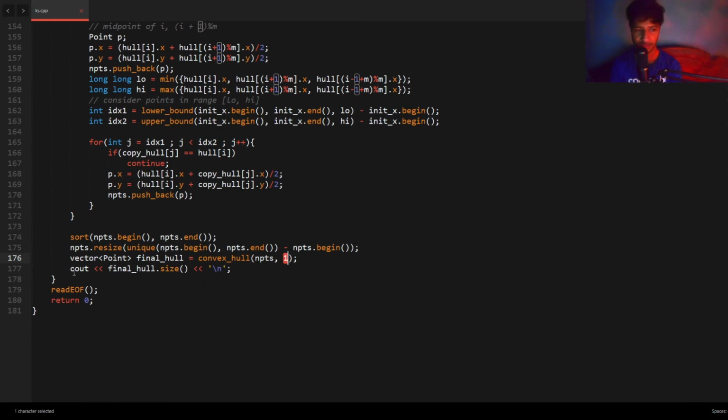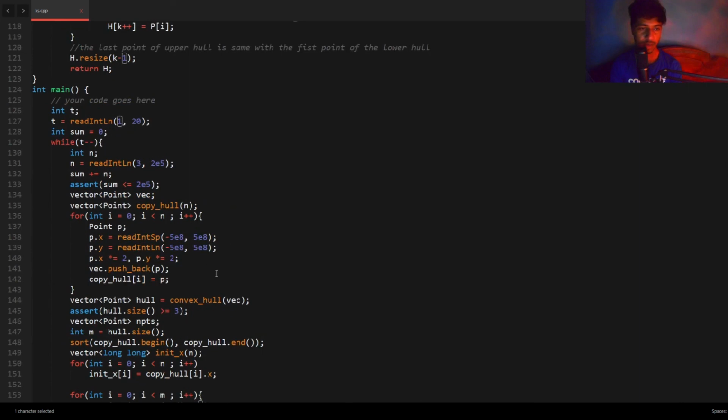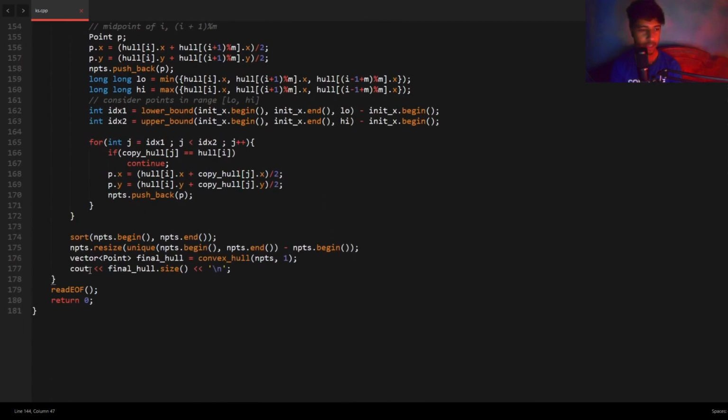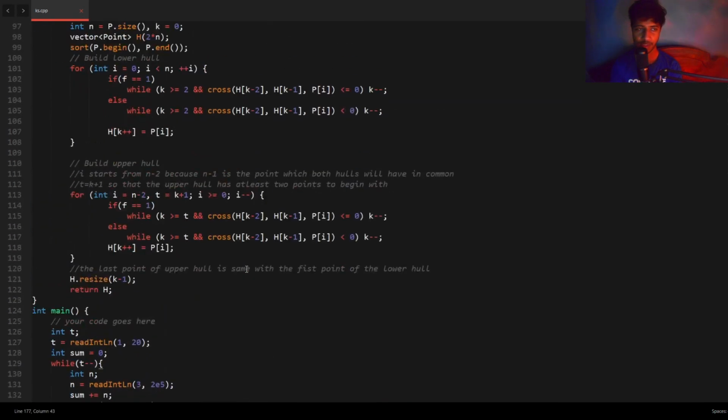And finally, see here you did not pass F as 1, right? Because you need to consider the collinear points here. And finally, you just need to print the size of the final hull, right? Hopefully the problem is clear now.